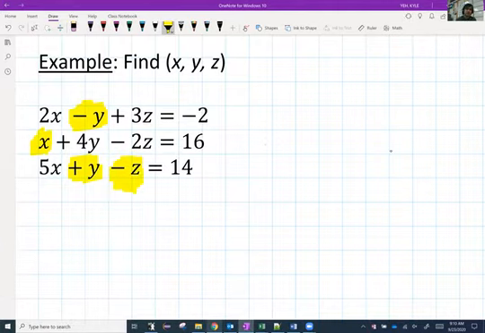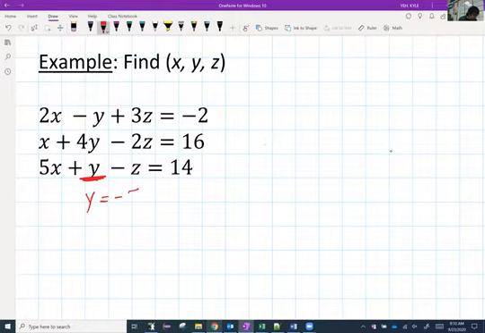Just like we saw in 3.2, it doesn't really matter which one you start with as long as you're being careful with all your arithmetic. I'll go ahead and get this y on the bottom by itself. So substitution, I need to isolate one variable. I'll go ahead and do that. So y is equal to negative 5x plus z if I add it over, plus 14.